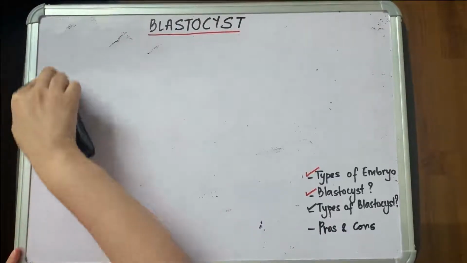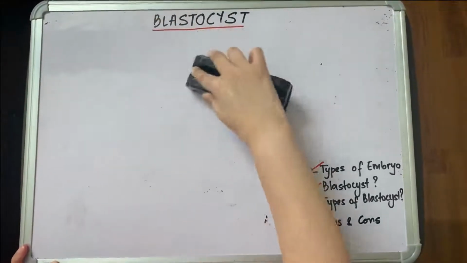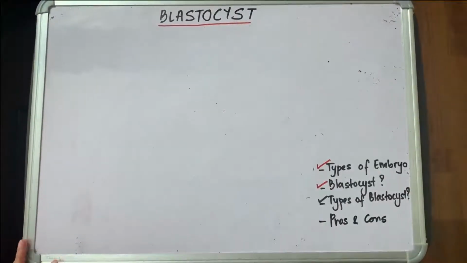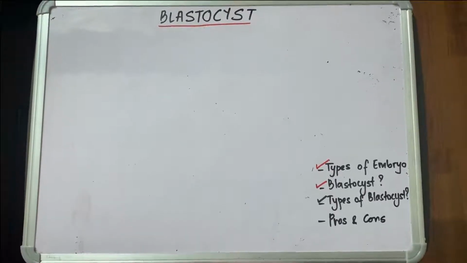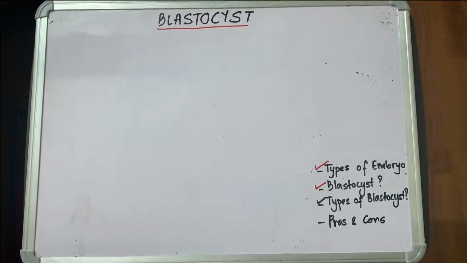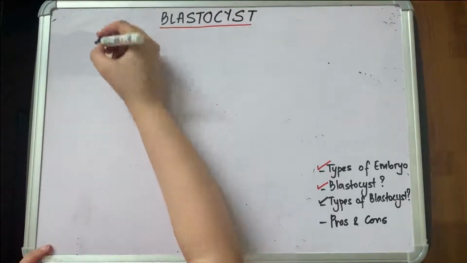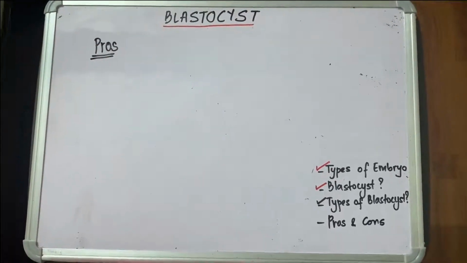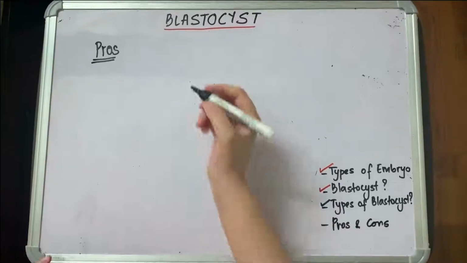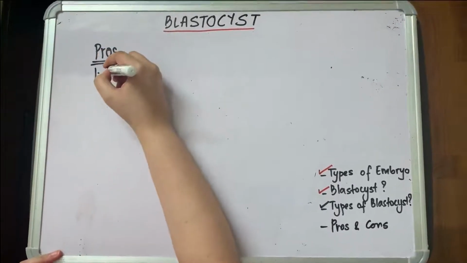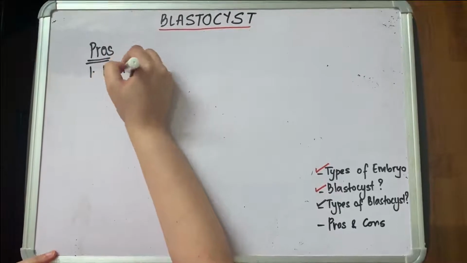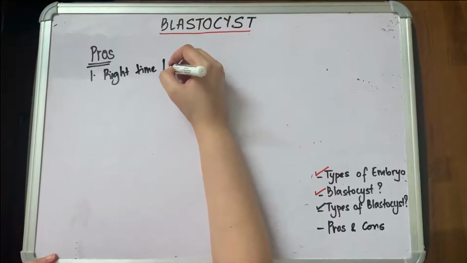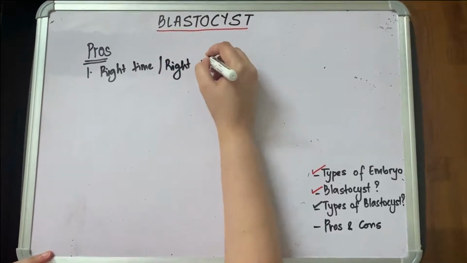So the stages, when I was explaining, these stages we see between day 5 and day 6, and accordingly a call is taken on their freezing or transferring, depending on when they fully expand. So now coming to the pros, that is the advantage of a blastocyst embryo. One of the biggest advantages is that it's right time, right place. It's very simple to understand this. Right time, right place. So think of this.